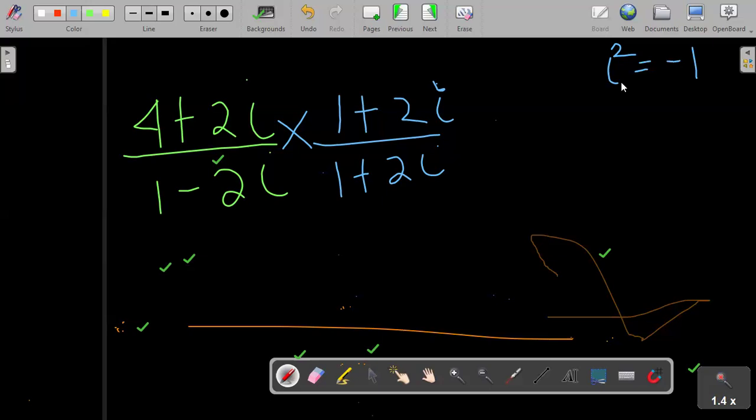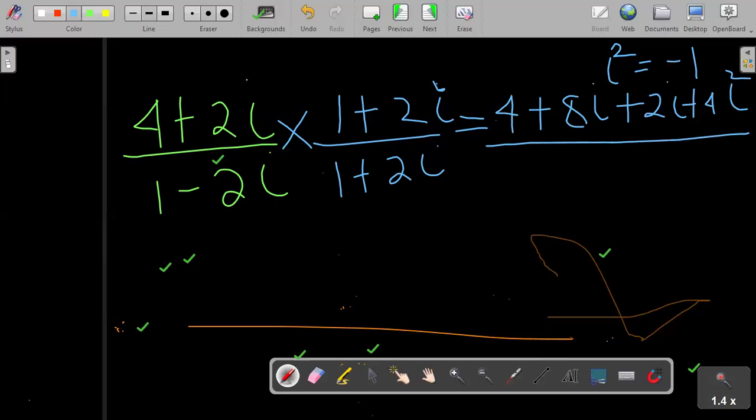So let's expand the numerator and the denominator. 4 times 1 will give me 4, plus 4 times 2i will give me 8i. 2i times 1 will give me 2i. 2i times 2i will give me plus 4i squared, over 1 times, here is the difference of two squares, 1 squared minus 4 i squared. Don't forget what we said about i squared. i squared is minus 1. Then I can add these two terms because they are like terms, I can add both of them together.